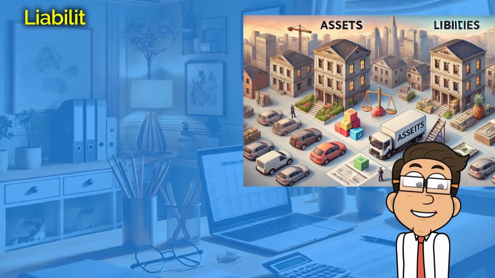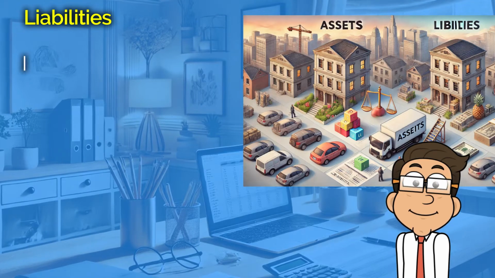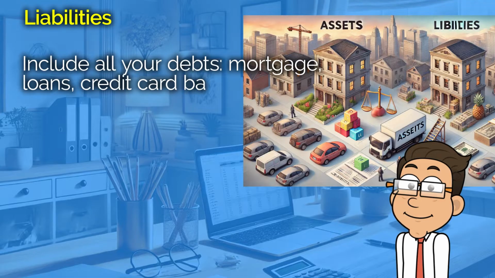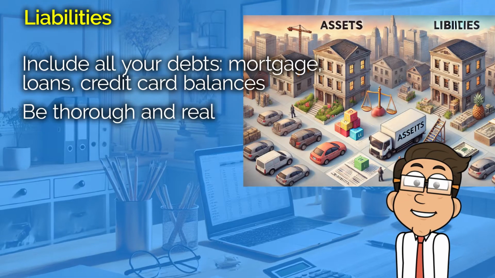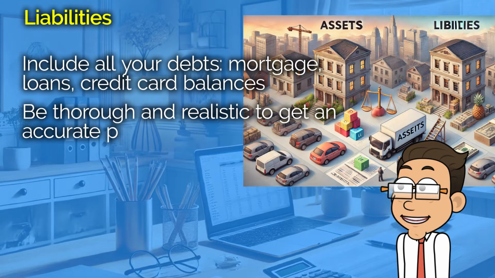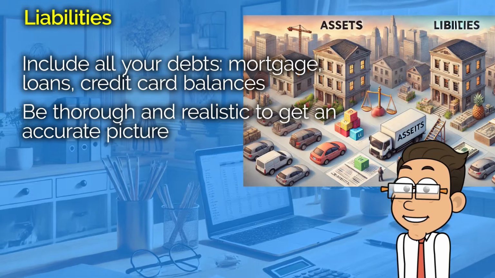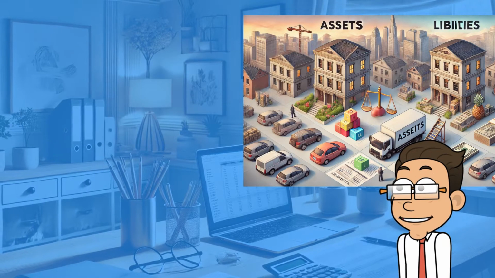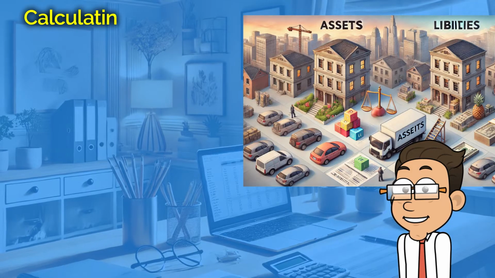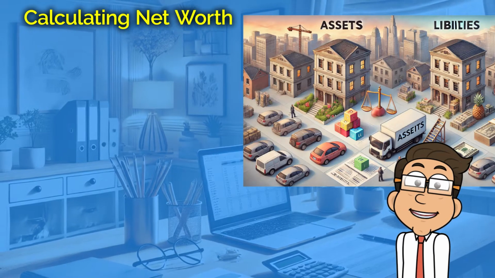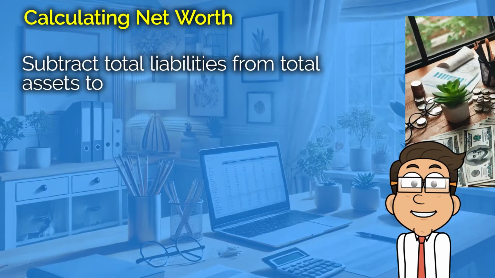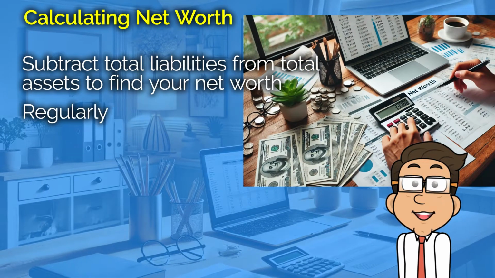Liabilities, on the other hand, are everything you owe. This includes your mortgage, car loans, student loans, credit card debt, and any other type of debt. Think of liabilities as the financial obligations you have to pay off. Now, to figure out your net worth, you simply subtract your total liabilities from your total assets. So, for example, if you have $100,000 in assets and $50,000 in liabilities, your net worth would be $50,000.